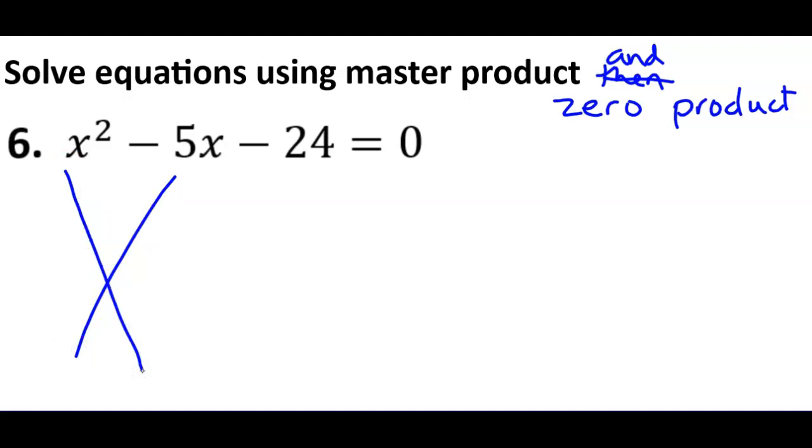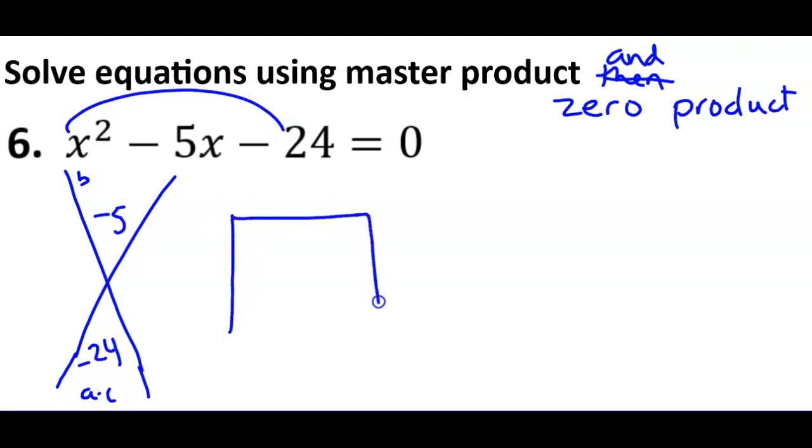What's going to go down here? Negative 24. Negative 5, because that's B, and this is A times C. So 1 times negative 24, okay? Set up our box. This is your first step all the time, is setting up your box and diamond. I've got x squared here, I've got minus 24 here. Great, cool.